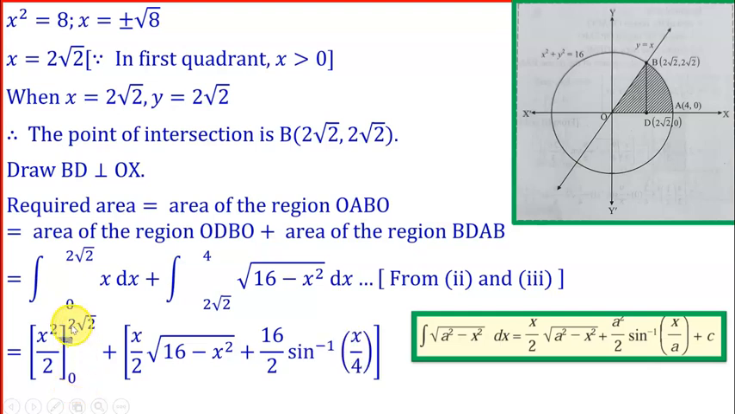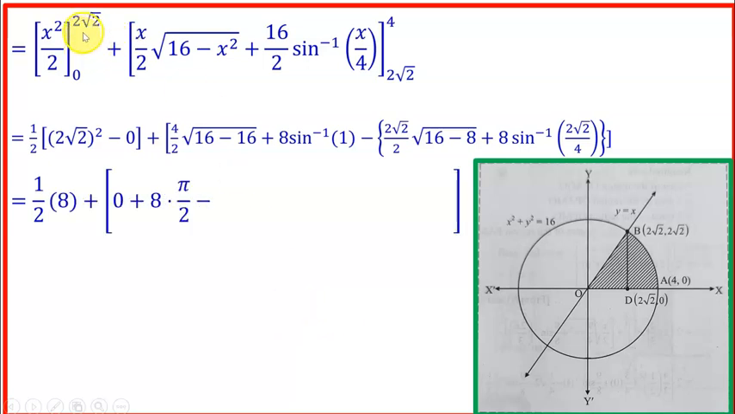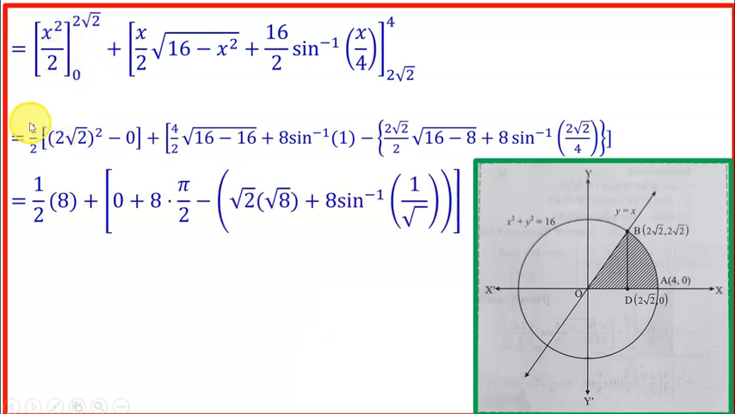Lower limit is 0, upper limit is 2 root 2. And after using this formula, you will have x upon 2 root of 16 minus x square plus 16 upon 2 sine inverse of x by 4, lower limit 2 root 2, upper limit 4. Now substitute the values. For the first, 1 upon 2, replace x by 2 root 2 bracket square, and replace x by 0 means 0. For the second, first replace x by 4.